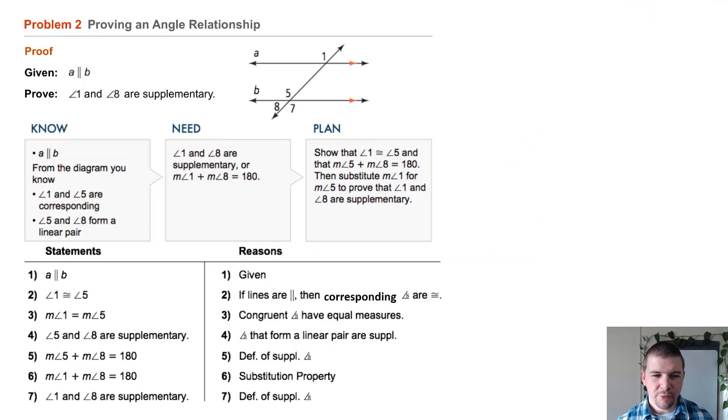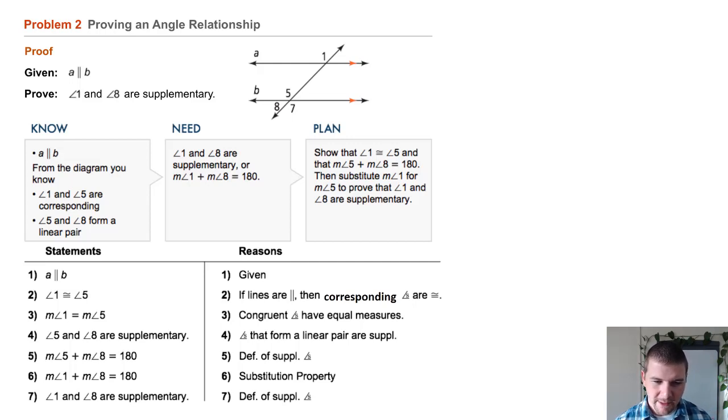Problem 2, proving an angle relationship. So we're given that A is parallel to B, we're given the diagram at the right, and we're asked to prove that angle 1 and angle 8 are supplementary. Well, let's think about what we know. We know that A is parallel to B, that was given.